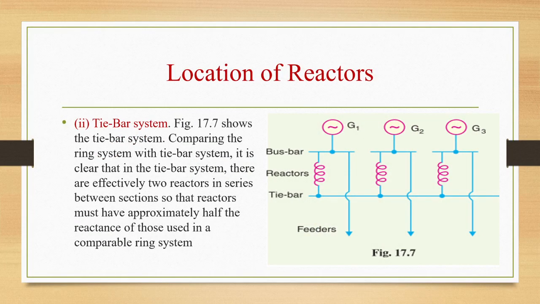Tie bar system. Here is the tie bar system. Comparing the ring system with tie bar, it is clear that in the tie bar system, there are effectively two reactors in series between sections, so the reactors must have approximately half the reactance of those used in a comparable ring system.